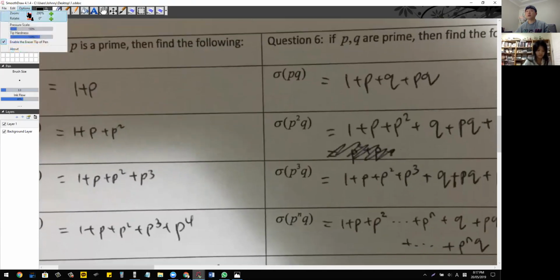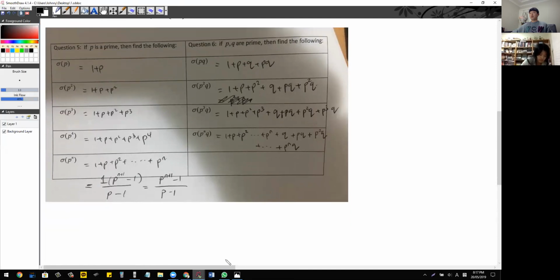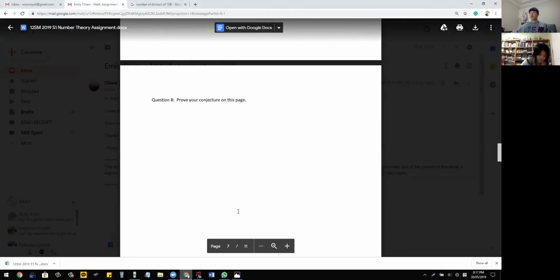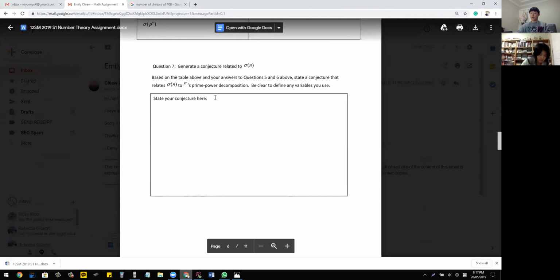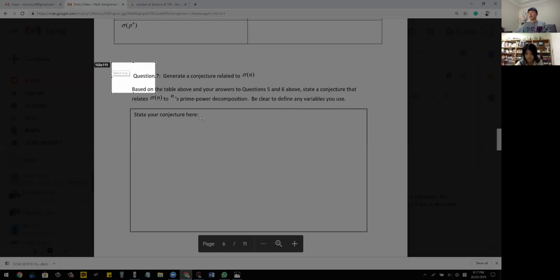Okay, let's have a look. So these are all the factors. That's right. And you add all the factors. That's right. Like this. So that's the rule for that one there. What about this? So it is definitely a difficult question. Question 7 is find a conjecture for it. So I need a little bit of time for that.